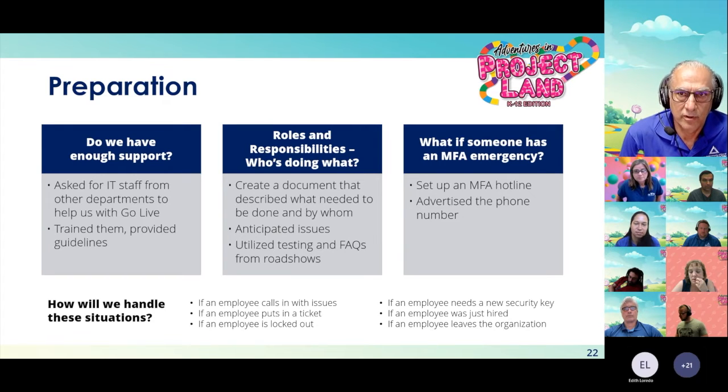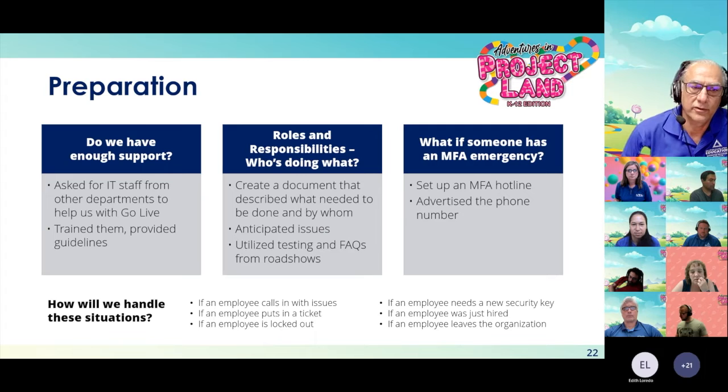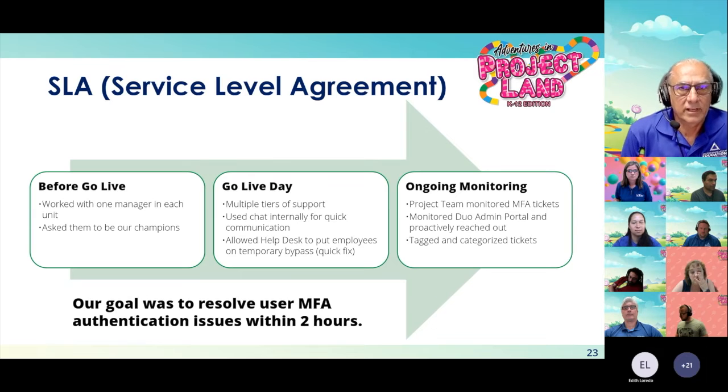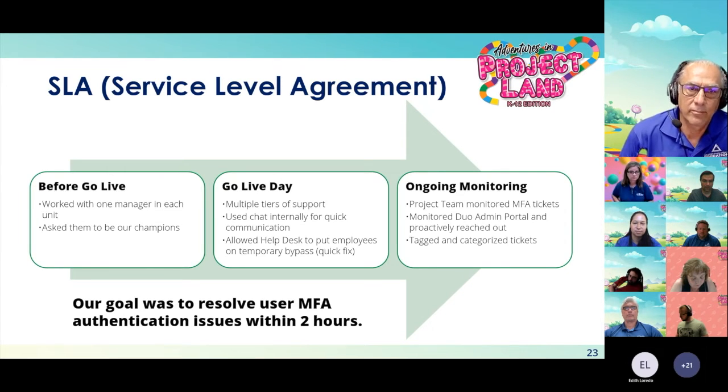We had to make sure our support staff were fully trained, identifying what they were responsible for and how best they could do their job. So before the go live day, we worked with one manager in each unit and made sure they understood the importance of MFA. We worked with them to solve any issues they may have and explained everything that we could regarding MFA. Then we asked that manager to be our champion or to identify a person in their unit to work with the staff who needed help in their unit.